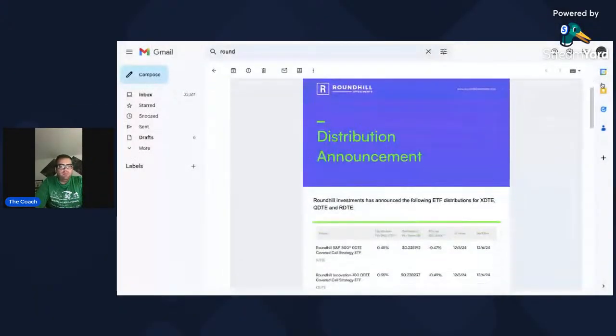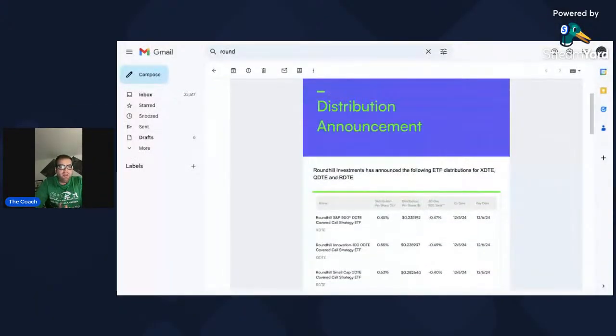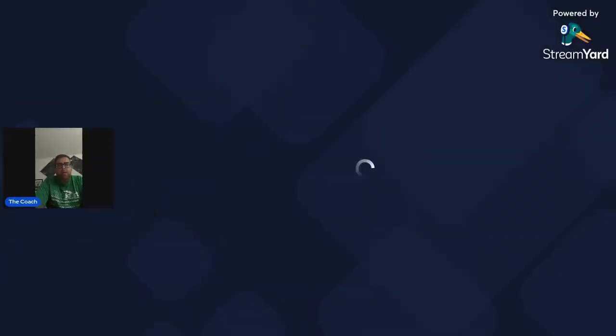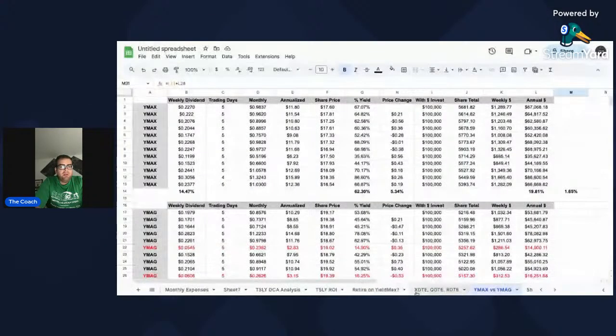Okay, so here's what we've got. For the three funds, for XDTE we got 23.5 cents. For QDTE, it was almost identical, we got 23.6 cents. And then for RDTE, we got 28.26 cents. Now, I do the same thing that I'm doing now for YMAX and YMAG. I do spreadsheet analysis. I take the dividends, put them in, make some calculations, and some projections and some assumptions based on the numbers.